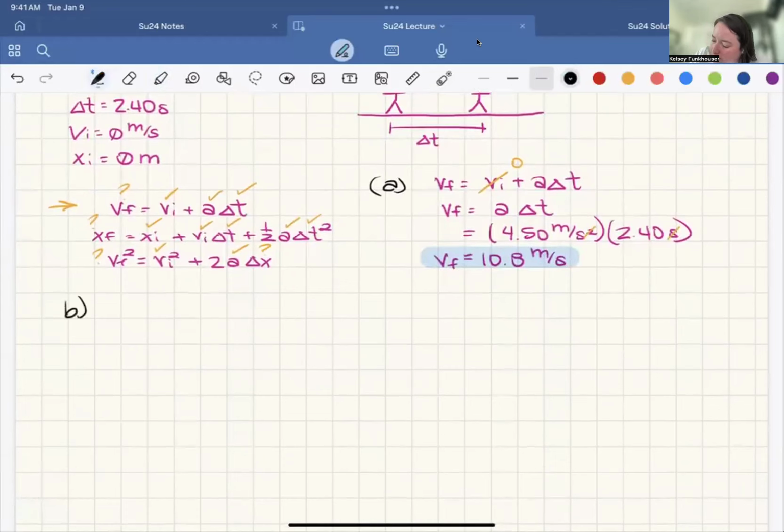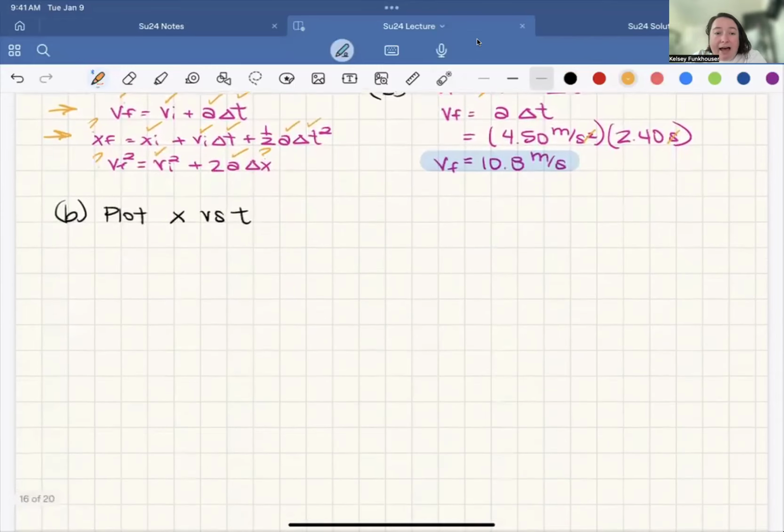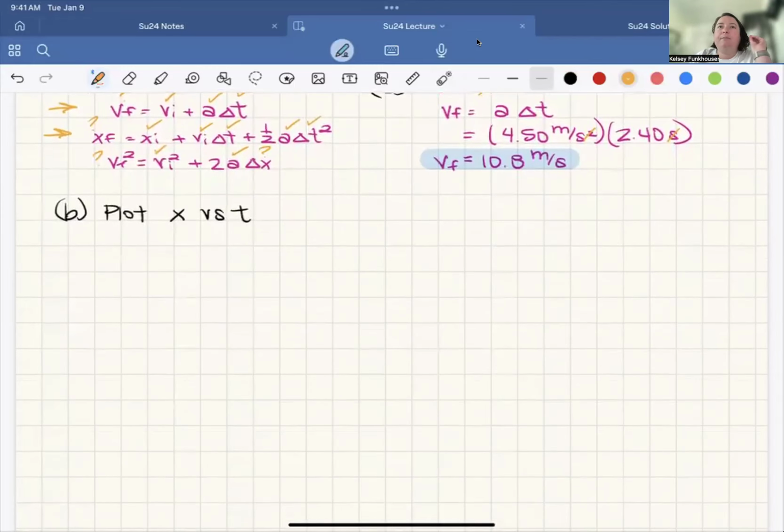That's the answer. Okay, but then B, it asks us to plot the position versus time. So in order to do this, we need to know those data points. We need the position at different times. And we can find that, like calculate it ourselves. So we have this other equation where we only had one thing we didn't know, which was the final position. So we can just use that and calculate that position at different times.